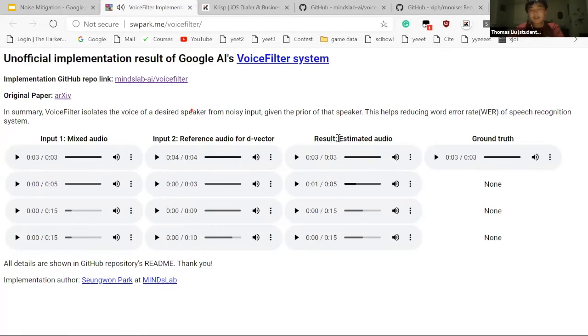Then it can filter out the other person and make it much easier to understand what the man's saying.